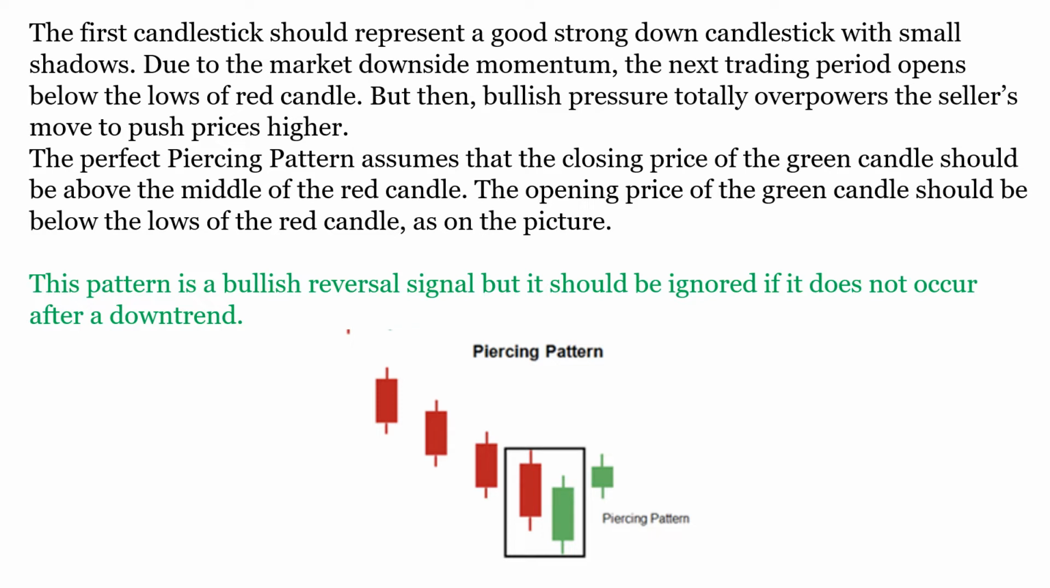The perfect piercing pattern assumes that the closing price of the green candlestick should be above the middle of the red candle. The opening price of the green candle should be below the lows of the red candle, as it is on the picture. This pattern is a reversal signal, but it should be ignored if it does not occur after a downtrend.